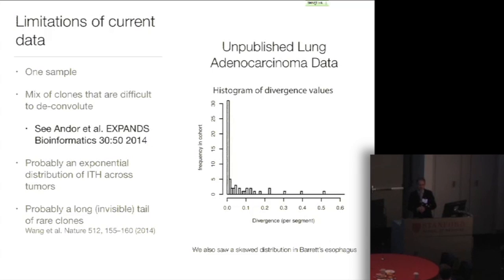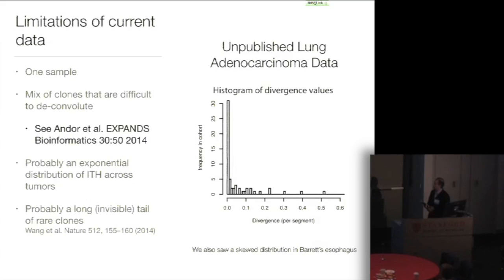When we look at the diversity within tumors, what we typically see is this kind of exponential distribution. This is some data from lung adenocarcinomas. And the divergence measure is one of the measures of diversity. You can see that most of the tumors we looked at had very low divergence. You see that big spike on the left-hand side. Then you have this long tail of some tumors that are highly heterogeneous.